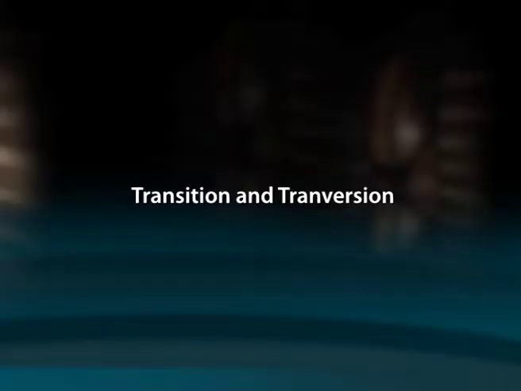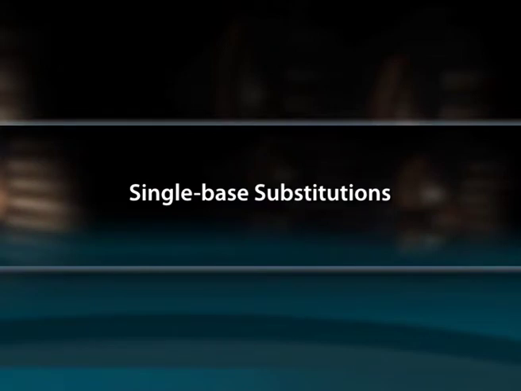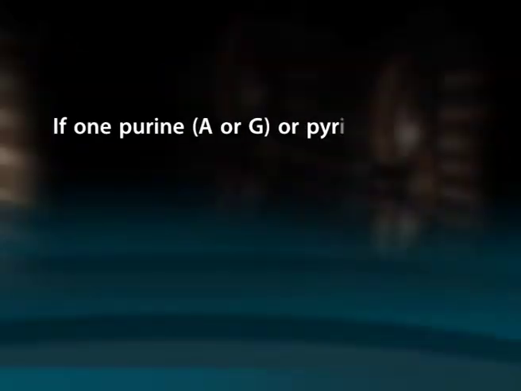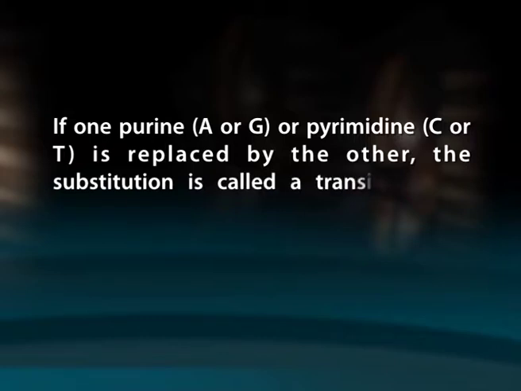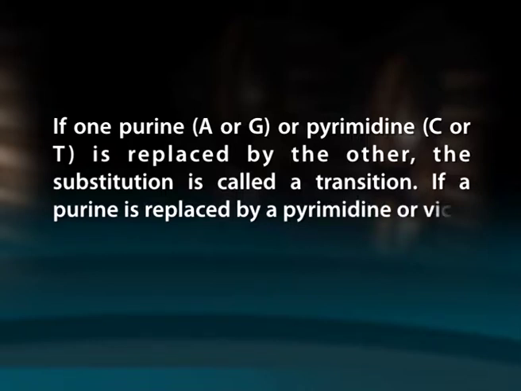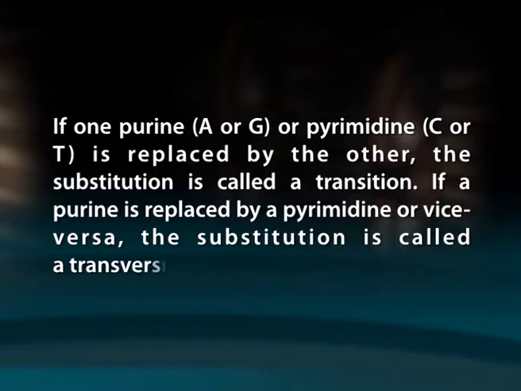Base substitution leads to two types of molecular change: transition and transversion. Single base substitutions, also called point mutations. If one purine, that is A or G, or pyrimidine, which is C or T, is replaced by the other, the substitution is called a transition. If a purine is replaced by a pyrimidine or vice versa, the substitution is called a transversion.